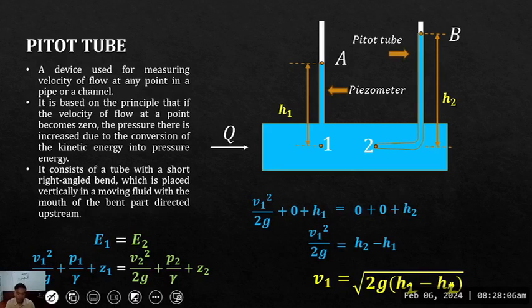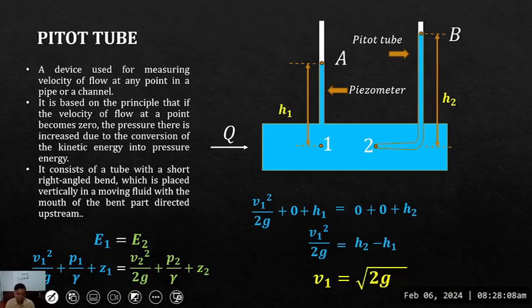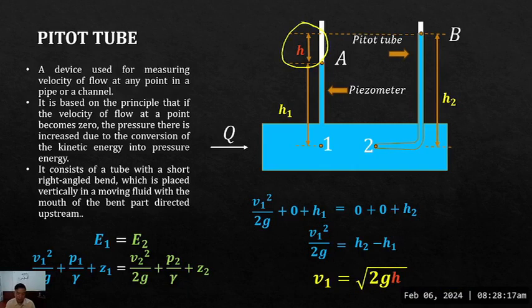Or, you could say that the difference ng height, no? That would be H. And then, palitan natin yung H2 minus H1 ng H. So, ibig sabihin, yung velocity sa point 1 is going to become square root of 2gh. And again, yung value ng velocity dito, this is considered as a theoretical velocity, kasi hindi tayo na-consider ng head loss. Okay?